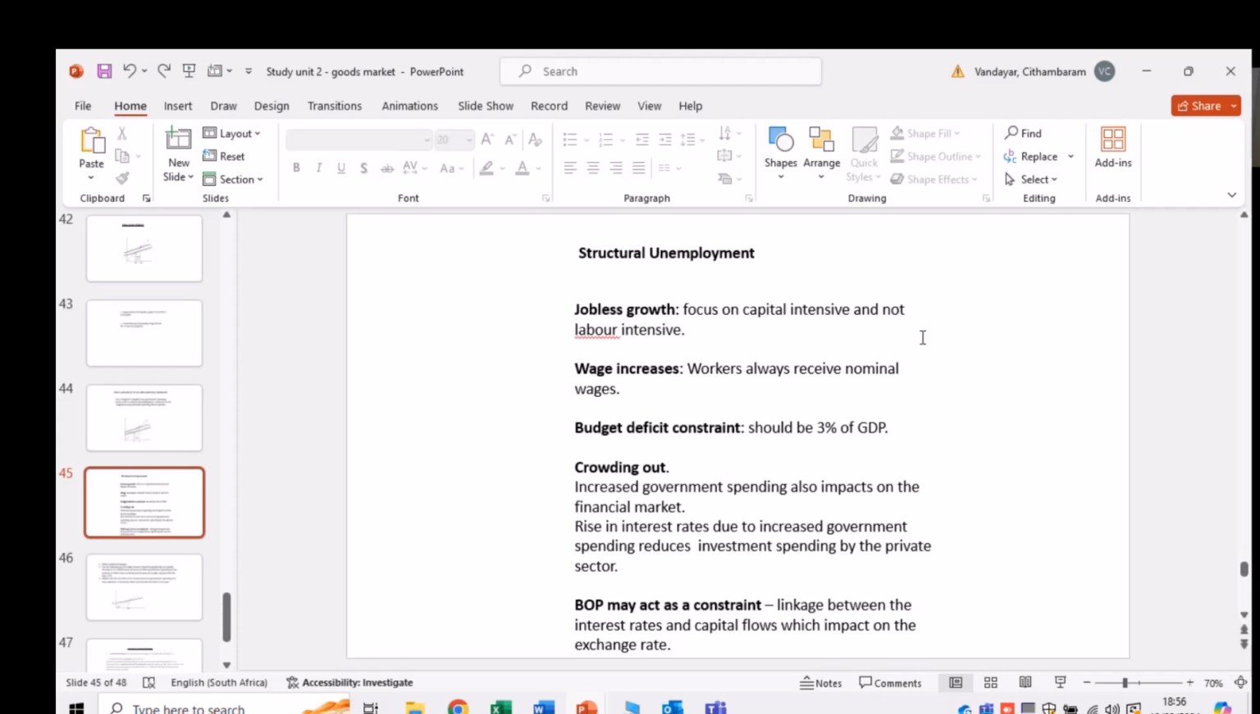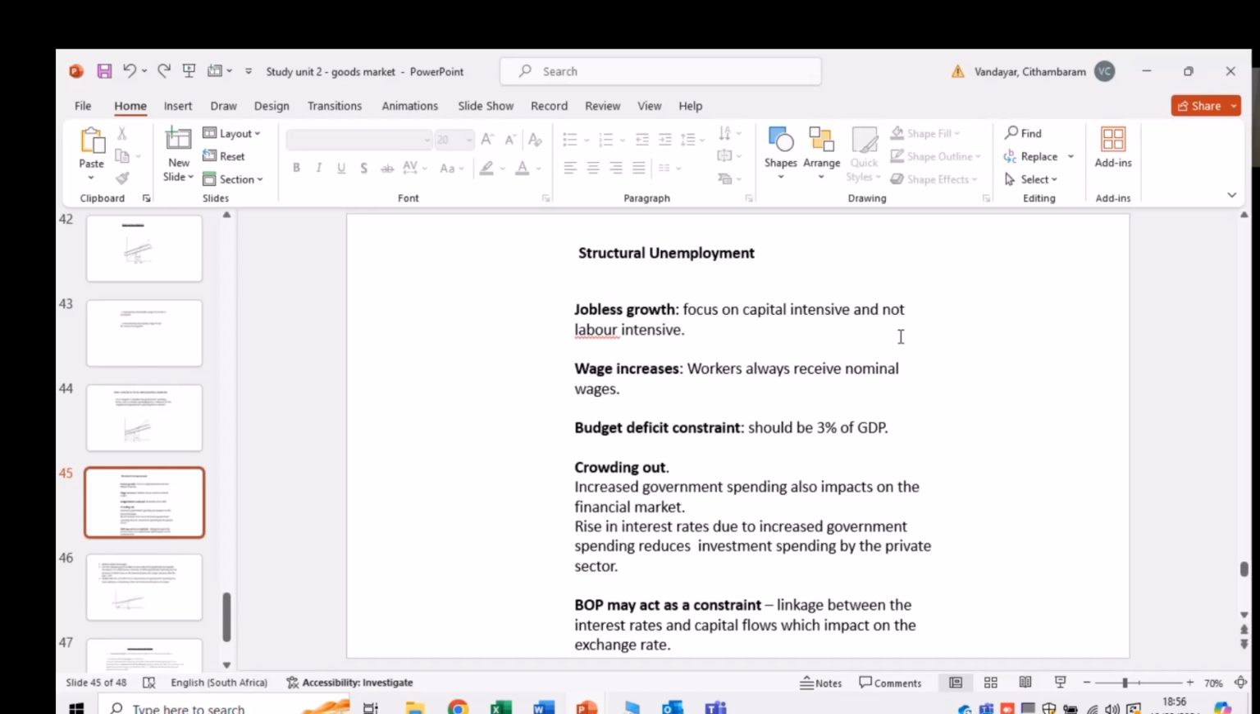The increase in the interest rate will now dissuade your private investors. They will not want to borrow money from the commercial banks because of the high interest rate, because of the high cost of borrowing. And they will not spend. Your investment spending by the private sector will decrease. So because of that, we refer to this as crowding out. The government sector crowds out the private sector.